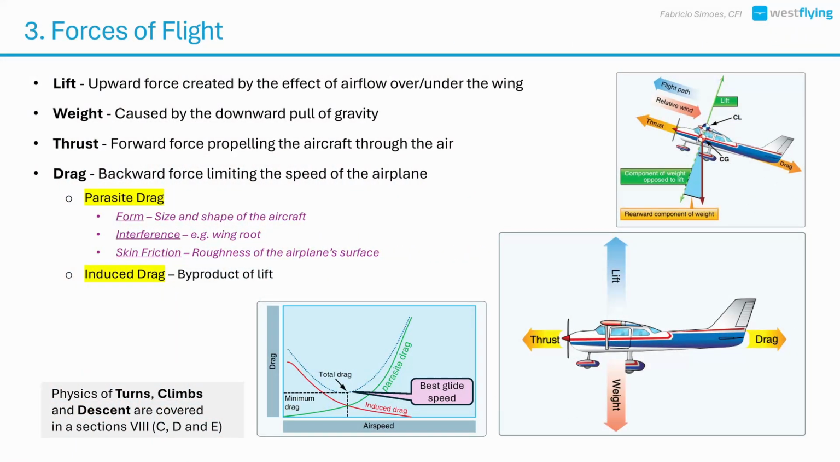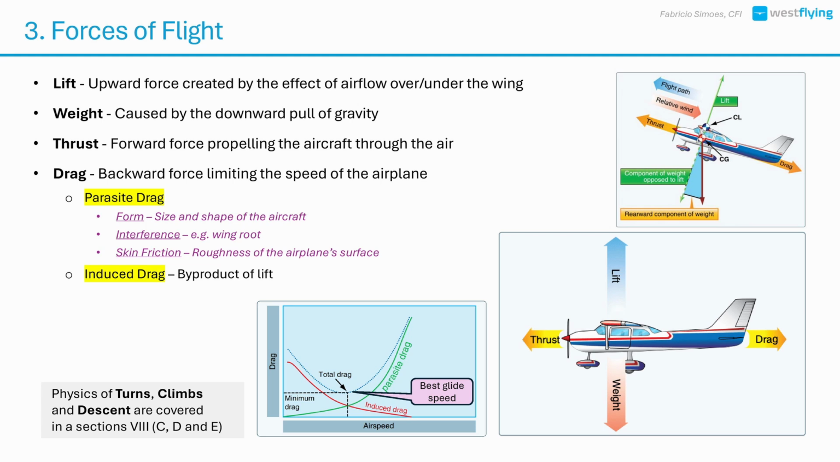There are four fundamental forces acting on an airplane in flight. Lift, the upward force created by the wings. Weight, which is the weight of the aircraft. It points down and can be represented by a single force acting through the aircraft's center of gravity. Thrust, the forward force produced by the propeller. And drag, the backward resistance that slows the airplane down.